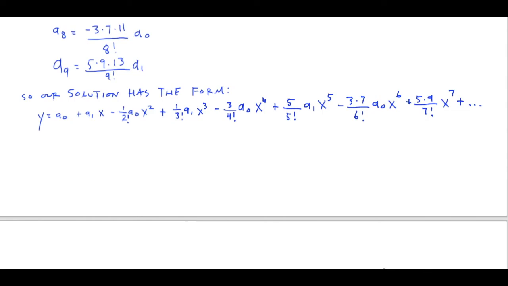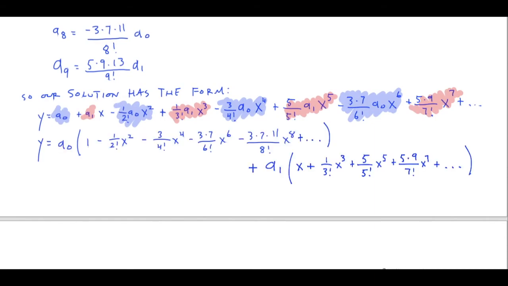So now, just to help make some sense of this a little bit, let me go ahead and group the a sub 0 terms, or the terms that have a sub 0s in them, and then let me group the terms that have a sub 1 in them. First let me just color code those. As we've already pointed out, all of the even powered terms will have a sub 0 in the coefficient, and all of the odd powered terms will have a sub 1 in the coefficient. So again, I'll group those and then factor out those coefficients. And I want to go ahead and just leave my final answer in this form.